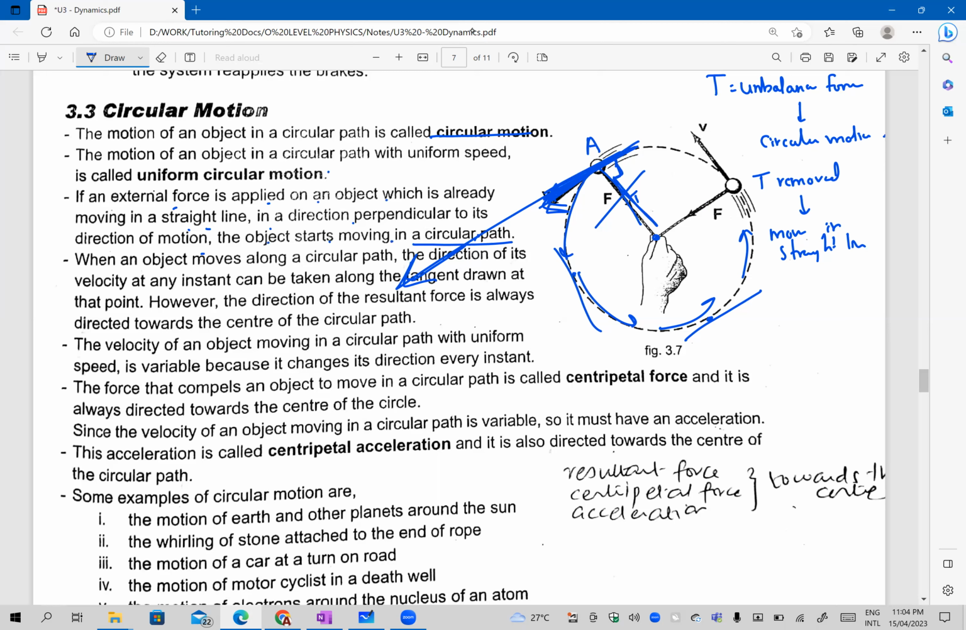When an object moves along a circular path, the direction of its velocity at any instant can be taken along the tangent drawn at that point. Very simple. However, the direction of the resultant force is always directed towards the center of the circular path. Unbalanced force in a circular motion will always act towards the center. It is also called a centripetal force, by the way, right? Let's just move on.